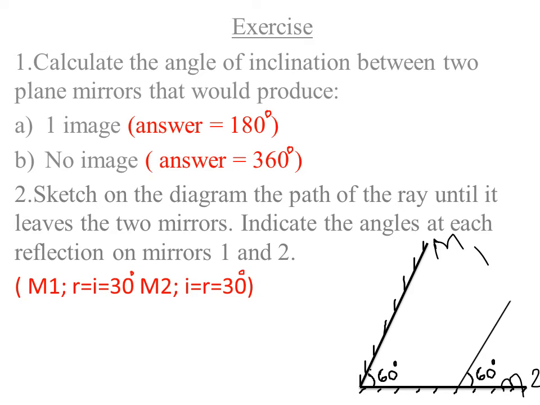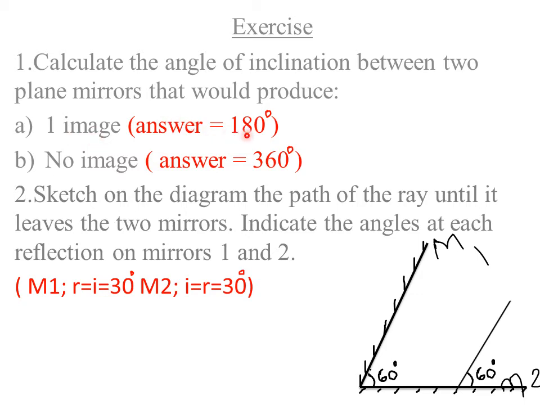Now we look at an exercise that you will try during your own free time. Question 1 reads: calculate the angle of inclination between two plane mirrors that will produce one image. The expected answer is 180 degrees.